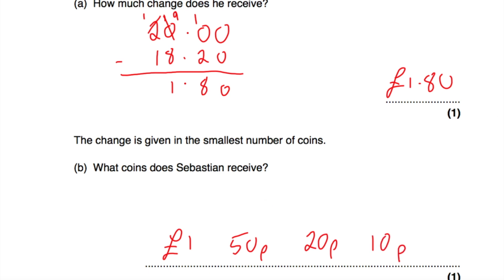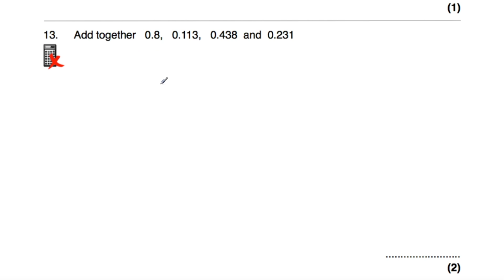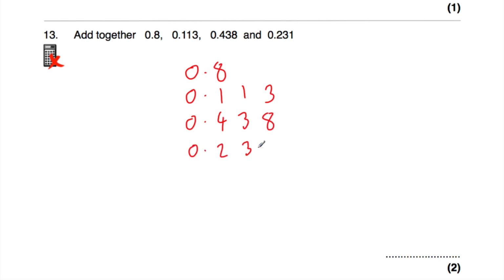And that's it. So question number 13 says add together 0.8, 0.113, 0.438, and 0.231. So let's line them up. 0.8, 0.113, 0.438, and 0.231. And then let's put a line beneath them like so, and a plus sign.